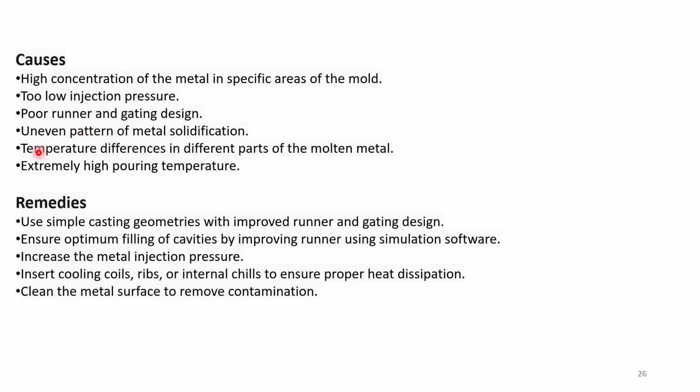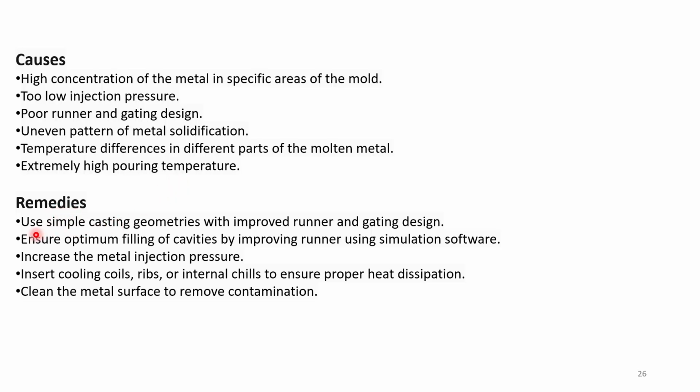So next is temperature differences in different parts of the molten metal. The surface area also, if it is higher in one area of the part and different in another part, then it may lead to uneven cooling. Okay, so that may lead to shrinkage defect. Extremely high pouring temperature.